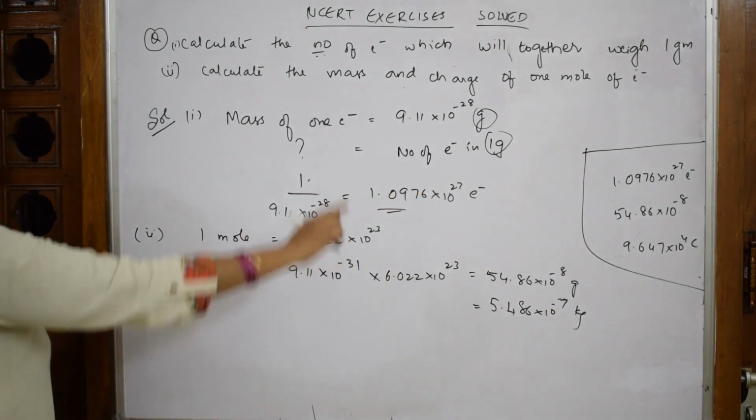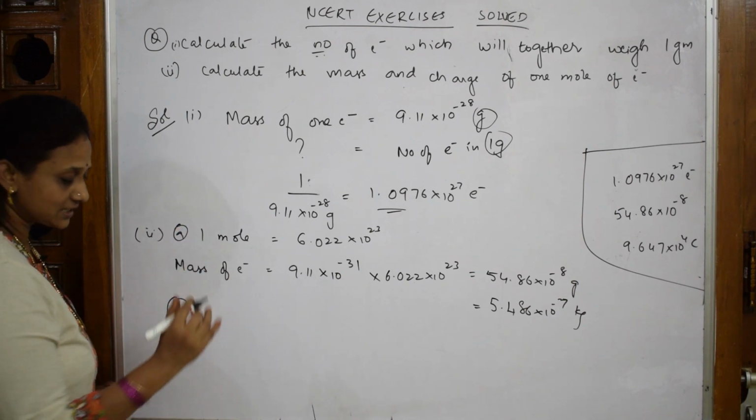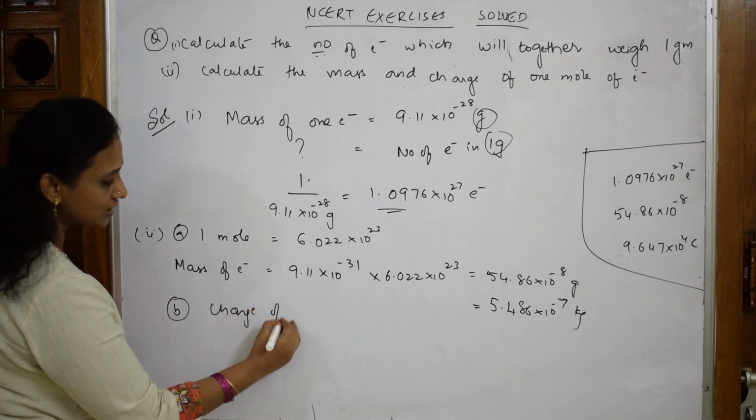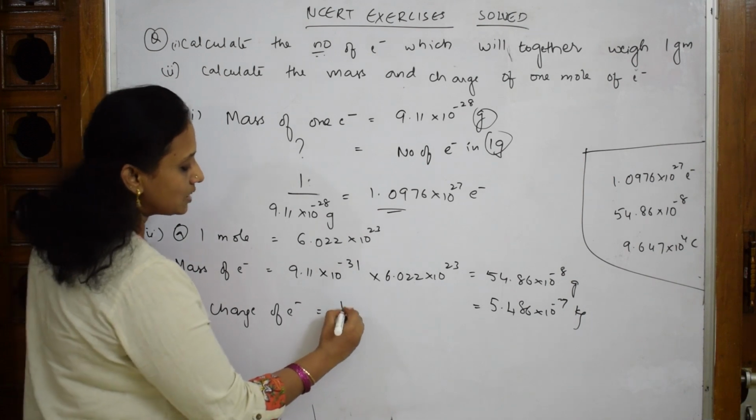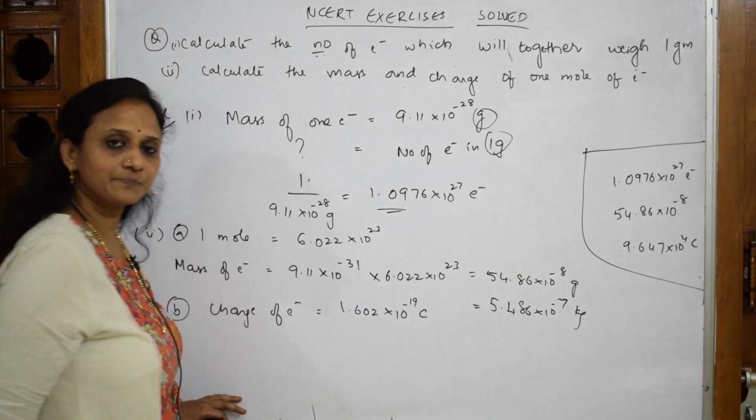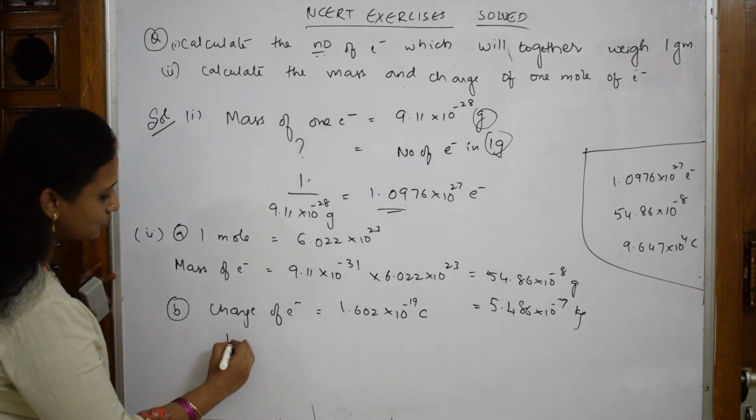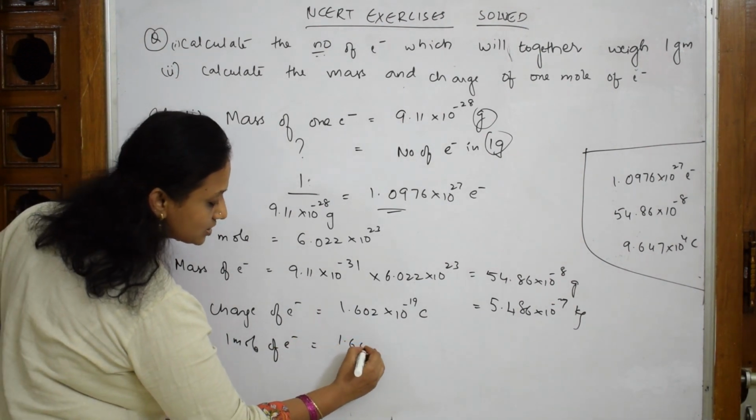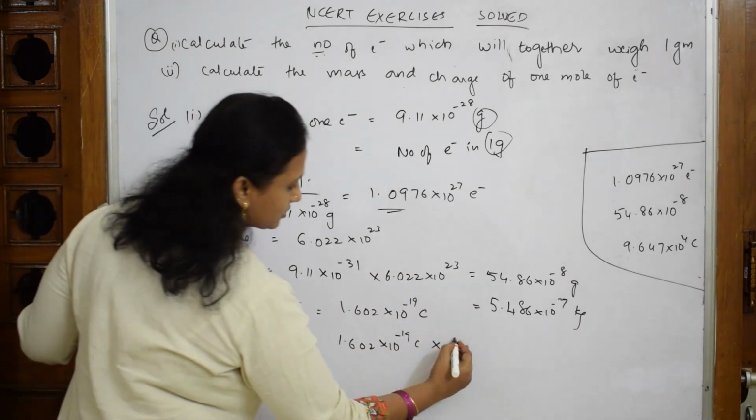Now I need to calculate the charge. What is the charge of an electron? We've already studied, we have studied this in e by m ratio, isn't it? Charge of electron is equal to 1.602 into 10 raised to the power of minus 19 coulombs. Now I need to find it in 1 mole of electrons. So 1 mole of electrons means 1.602 into 10 raised to the power of minus 19 coulombs into Avogadro number.